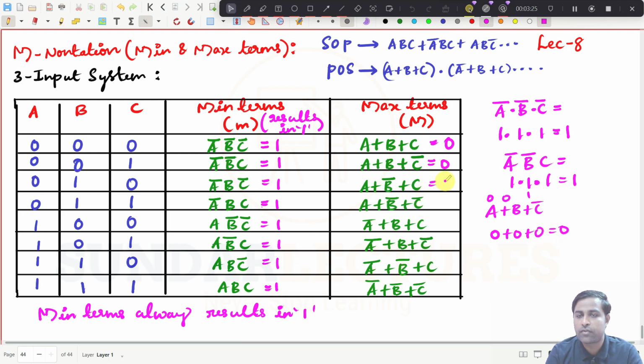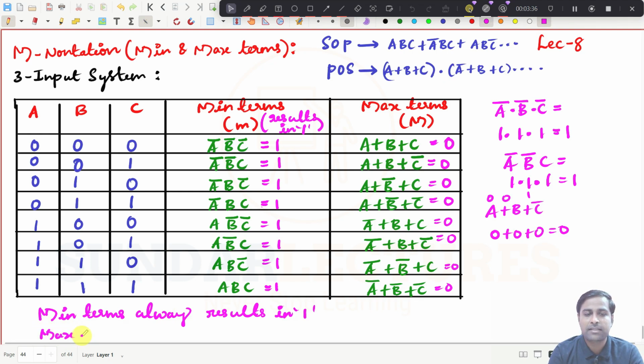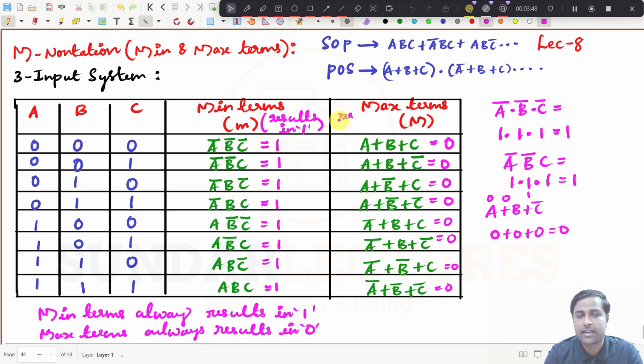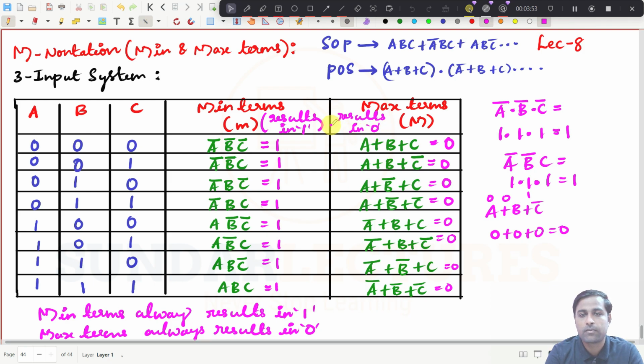So if you do so for all other terms, everything will result in 0. So the idea is max terms always result in 0. So this one I will write here, results in 0.